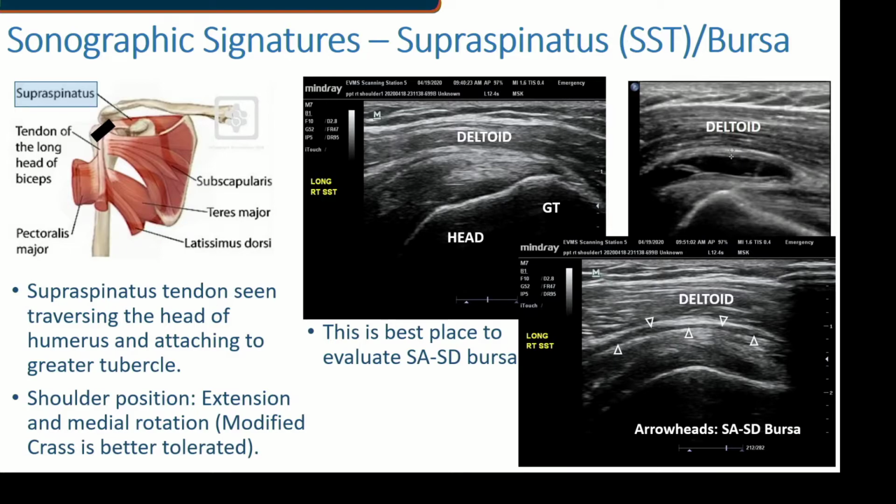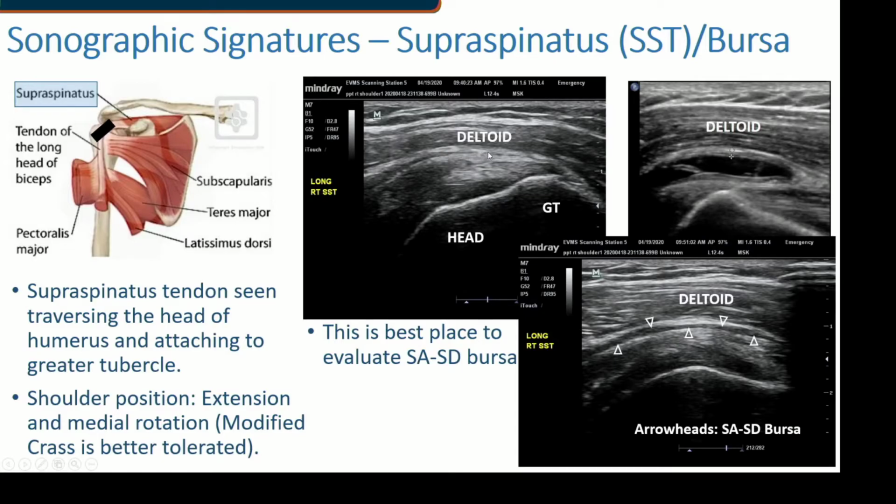And in this example, you can see on the left a normal supraspinatus attached to the greater tubercle. Now, to the right, you can see bursitis. So if you look back to the image on the left, you see a hypoechogenic line crossing over top of that tendon. That is a normal bursa.